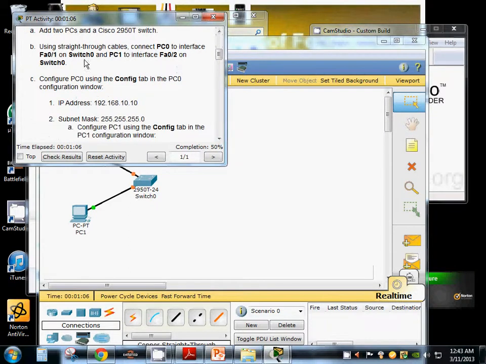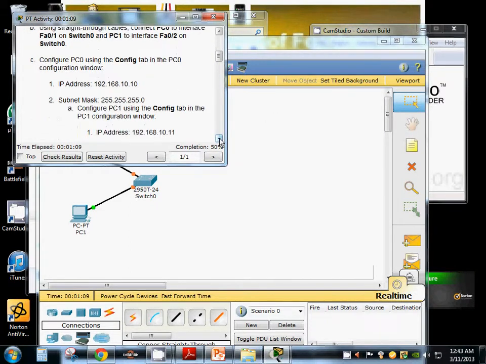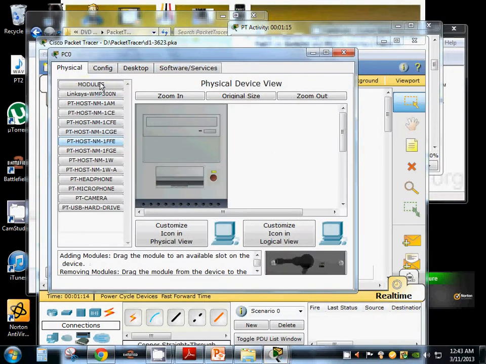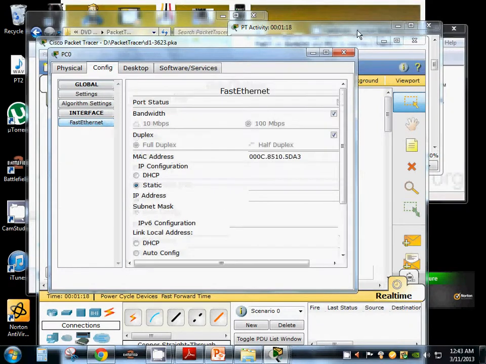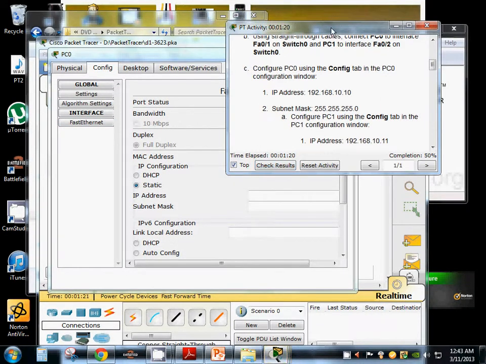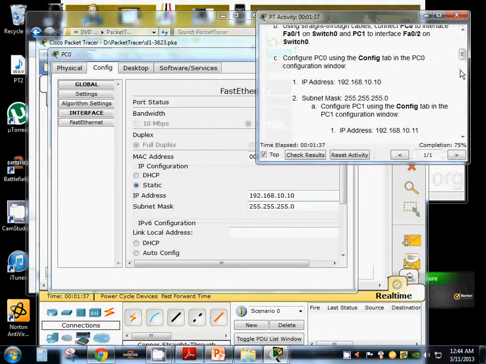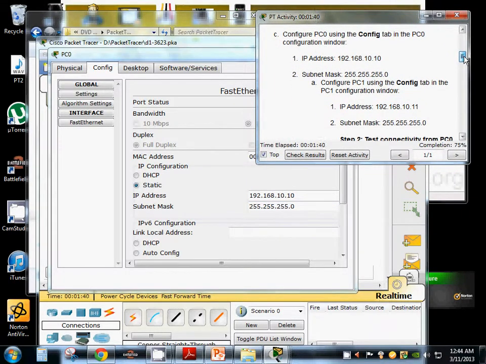Then we're going to configure to make sure they're all on the same network. So we're going to go to PC1, configure it, fast Ethernet, and we're going to set the IP address as 192.168.10.10. And our subnet mask will be 255.255.255.0. So we configured PC 0. Now we're going to go to configure PC 1.